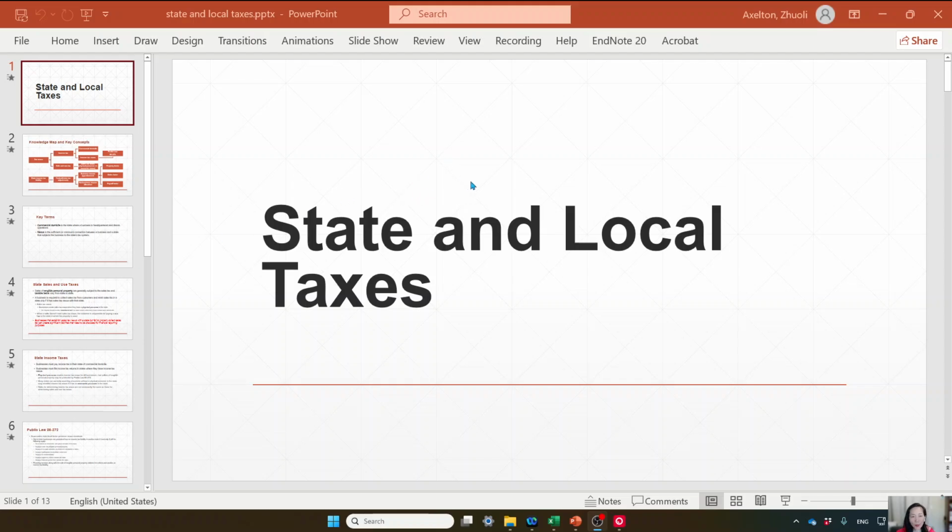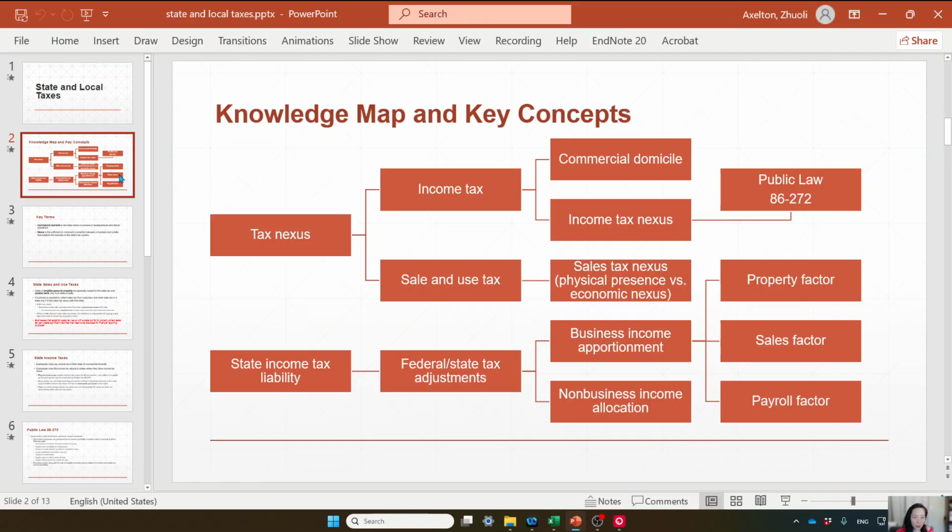Hello everyone, this video is to provide a quick overview of state and local taxation. First, we want to get to this concept, tax nexus. So this is a unique concept in state and local taxation.